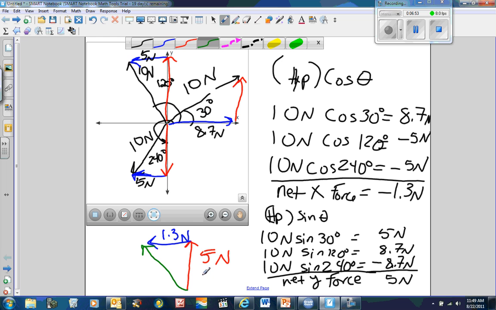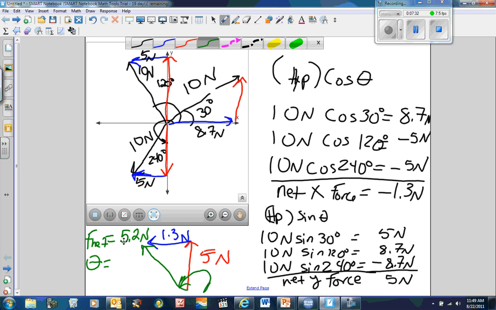I need 2 parts. I need an angle from the positive x-axis, and I need the hypotenuse. So I'm going to say 1.3 squared plus 5 squared, take the square root of that, in the words of Pythagorean theorem, and I get 5.2. So the magnitude of my net force is going to be 5.2 newtons. That's the magnitude.